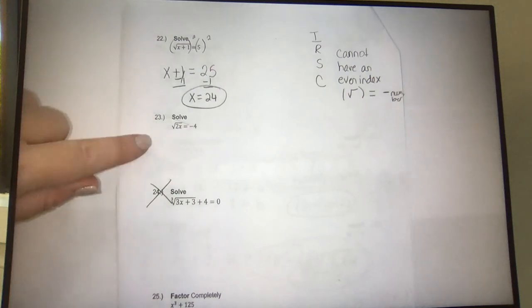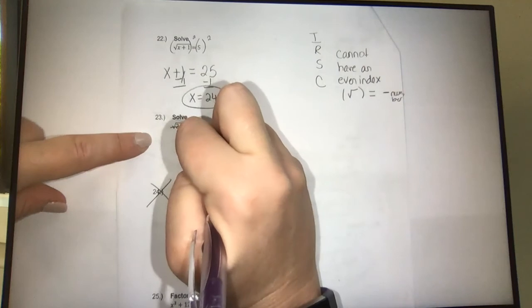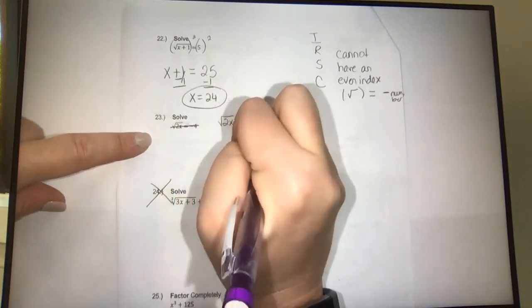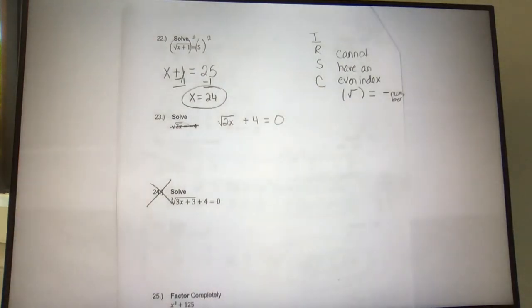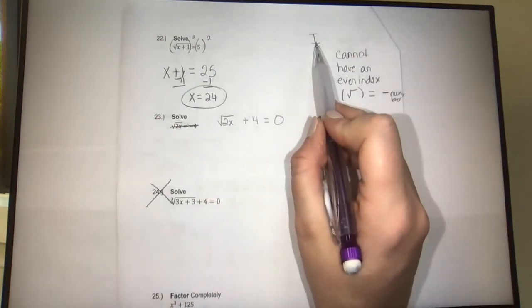Okay, I want you to rewrite 23. So I want you to cross through 23, and I want you to rewrite it like this. Square root of 2x plus 4 equals 0. It's the same problem. I just wanted all the terms on one side because that's how you're going to start out with on your test. Yours is going to look like that. Okay, everybody got it rewritten here? Okay, what's our first step?